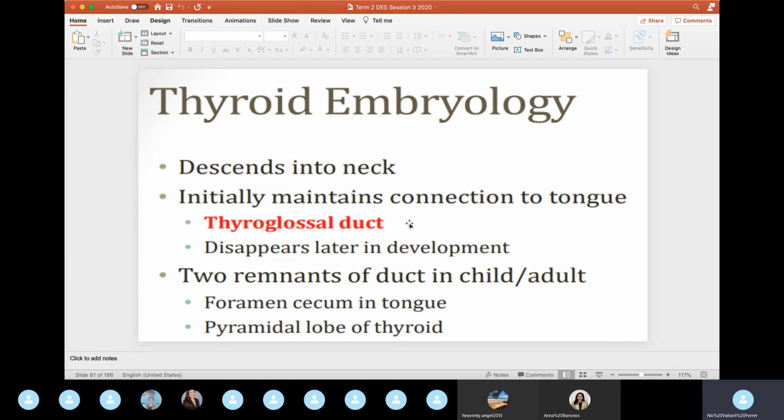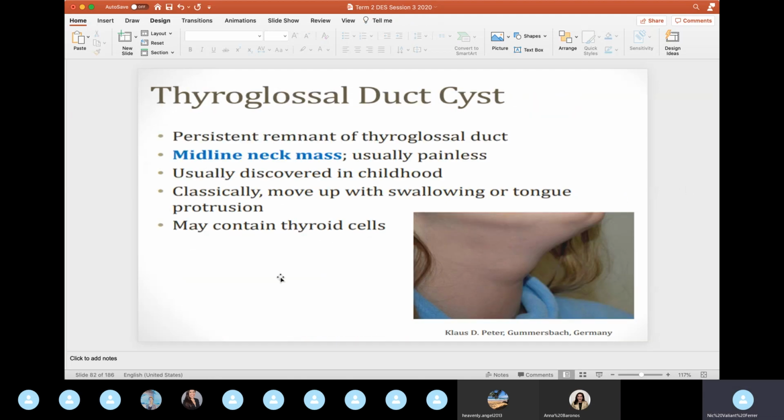Why? Remember, what's the problem there? In your anterior cervical neck mass, what's the problem? Persistent cervical sinus. That's the problem. Here, you have persistence of your thyroglossal duct. Don't forget, the thyroglossal duct should disappear later in the development. And we have the remnants, we call that foramen cecum in your tongue. We talk about thyroglossal duct cyst, midline neck mass. It is painless. It classically moves up with swallowing or tongue protrusion.